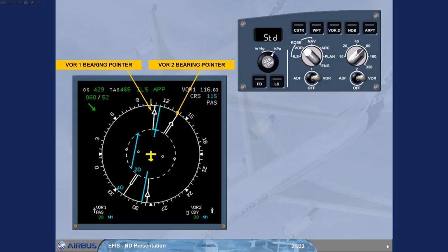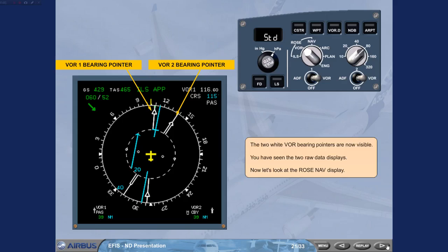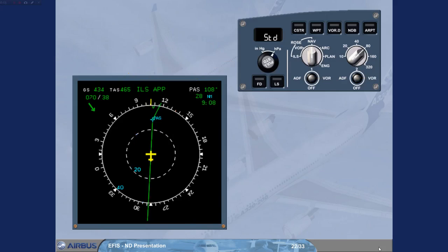You have seen the two raw data displays. Now let's look at the ROSE NAV display. A map view of the area surrounding the aircraft is now displayed. On the EFIS control panel, the range selector is set at 80 nautical miles. It is the distance from the bottom to the top of the compass rose. The green line represents the flight plan. It will be studied in the ATA 22 Auto Flight chapter.